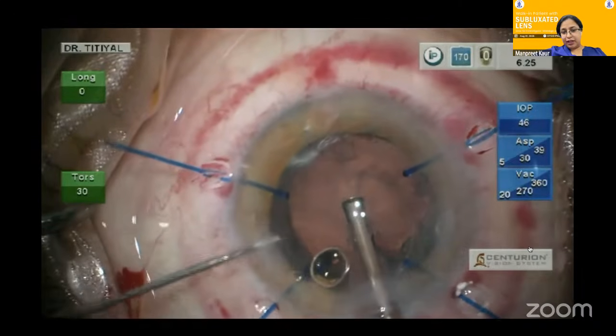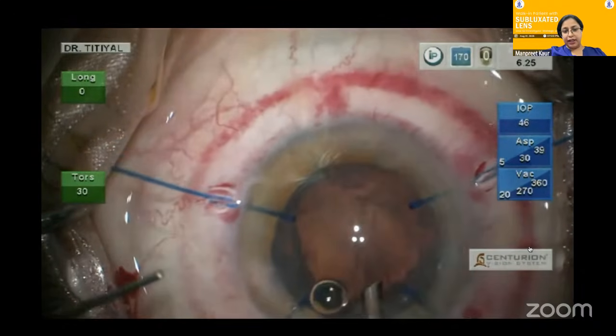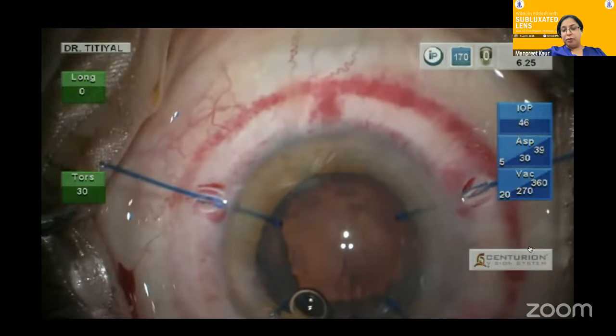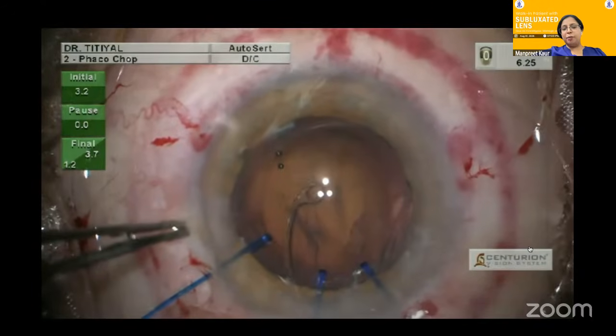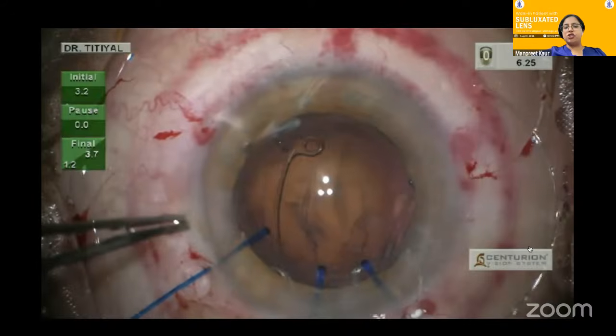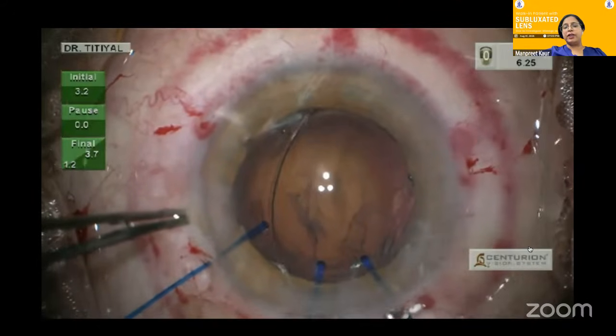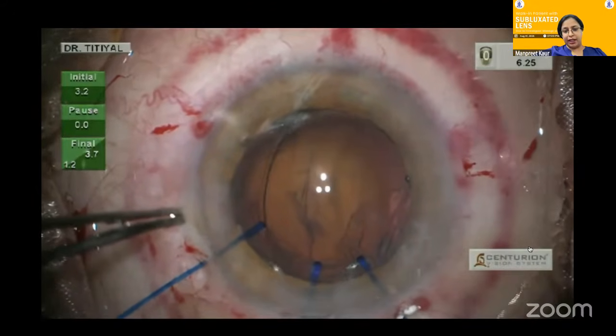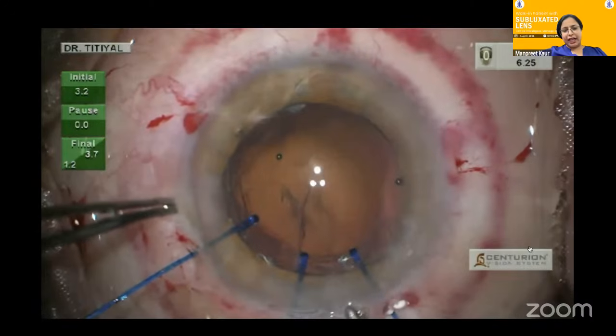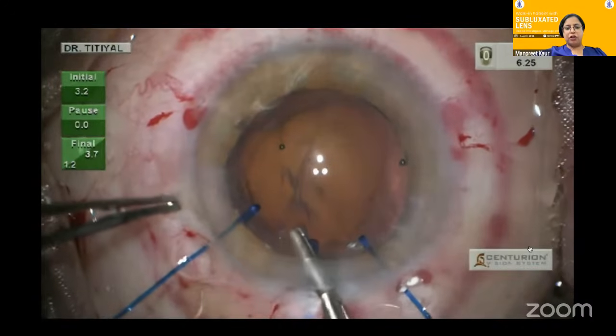So after the nucleus emulsification was completed, then cortical aspiration. As you can see, dispersive OVD is being injected simultaneously before removing the phaco probe. This is very, very important. You do not let your anterior chamber fluctuate at any point of time when you are handling these challenging cases. Not only subluxation, any challenging case, your AC should not fluctuate.